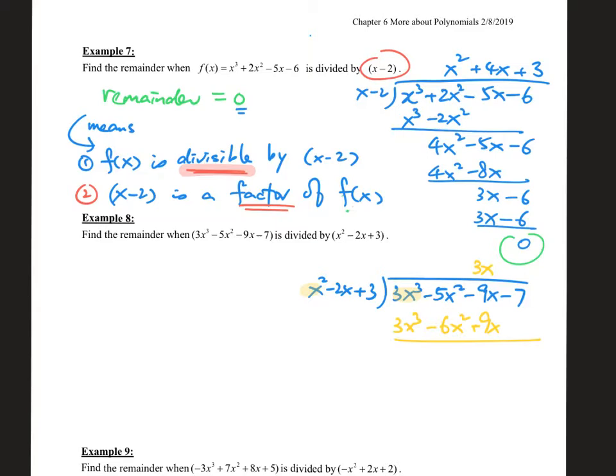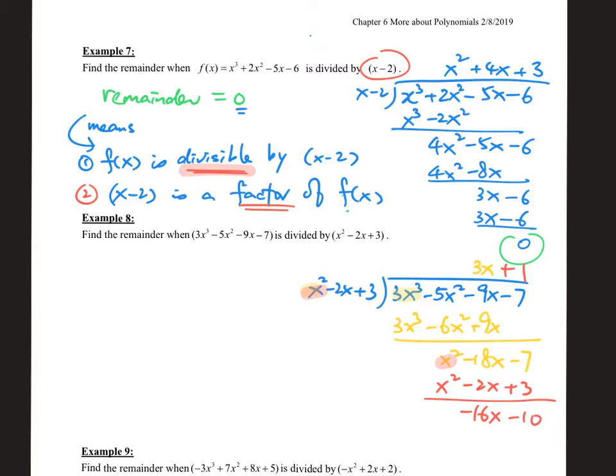Afterward, after the subtraction, you have x squared minus 18x minus 7. It's not the end, because you can see that it's x squared here and x squared here, so our cancellation can continue. This time we pick a 1, which gives you x squared minus 2x plus 3. And the last is minus 16x minus 10 over there.